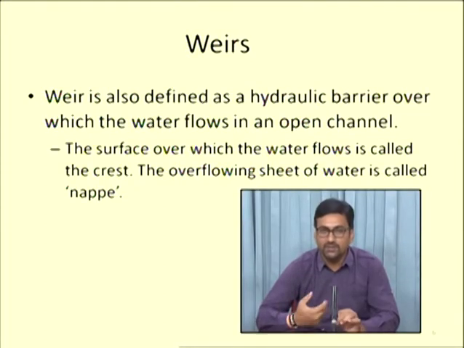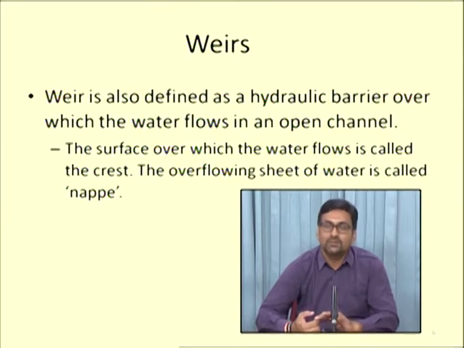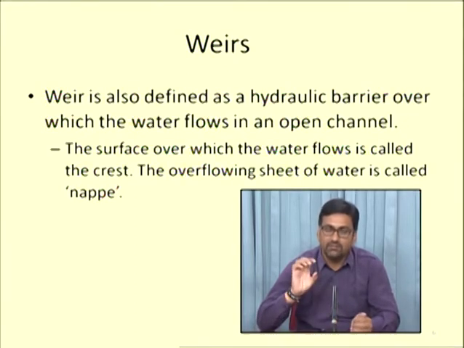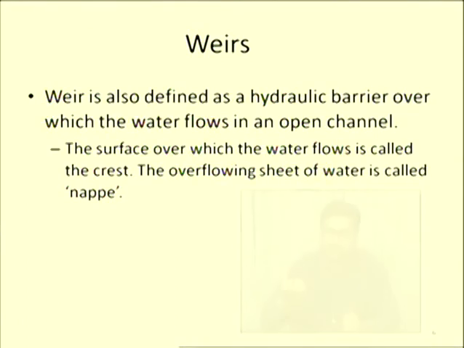Open channel may be new terminology for you. Water in a pipe we call in engineering closed conduit flow. When water flows in a pipe, it's closed conduit flow. But in an open channel like a river or canal, the water flows at atmospheric pressure, and it flows because of gravity from one point to a lower point. So that flow is open channel flow. So a weir is also defined as a hydraulic barrier over which the water flows in an open channel.